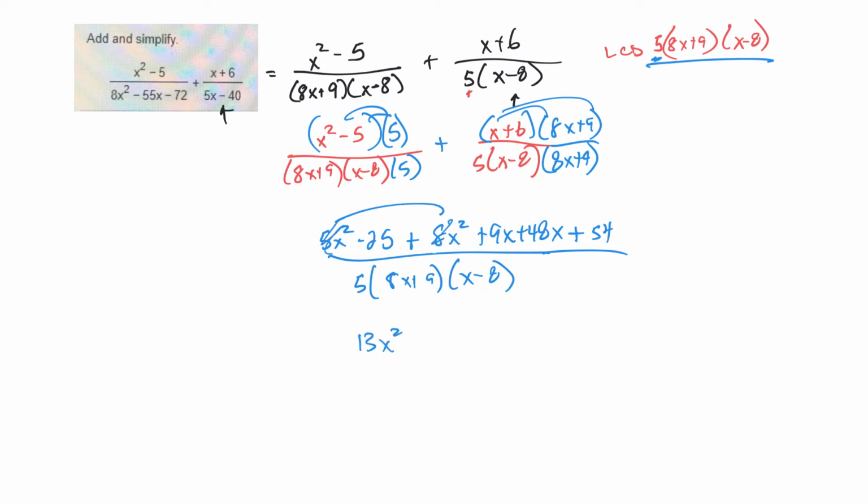Okay, so those are done. X's, 9 and 48 would be 57x. So those are done. And then minus 25 plus 54, 29. I think that's right, plus 29 over the lowest common denominator. Okay, done. Adding and subtracting, I think they're the hardest of all of them.